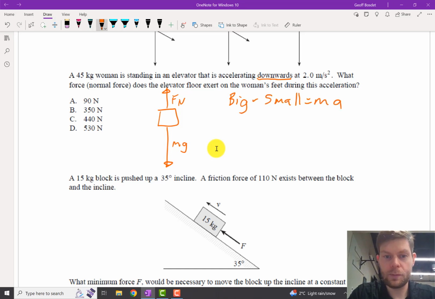equals ma, big being gravity, 45 times 9.8. Small being Fn, the thing I'm looking for, and that's going to equal 45 times 2.